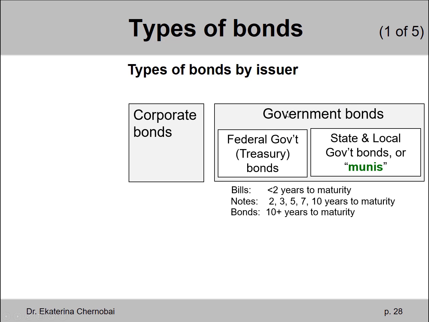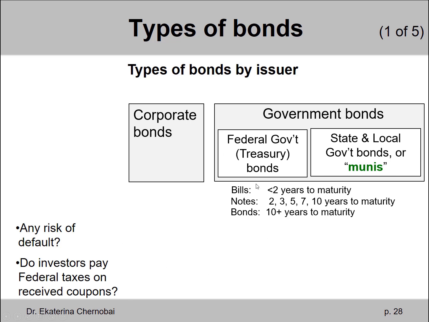The government bonds can in turn be issued by the federal government, and those bonds would be known as treasury bonds or treasuries, or they can be issued by more local governments, such as the State of California or the City of Pomona, and those are known as municipal bonds or munis. And again, there are different variations in how bonds may be called. Bills, if they have less than 2 years to maturity, notes, if they have 2 to 10 years to maturity, and simply bonds if they have a longer time to maturity.